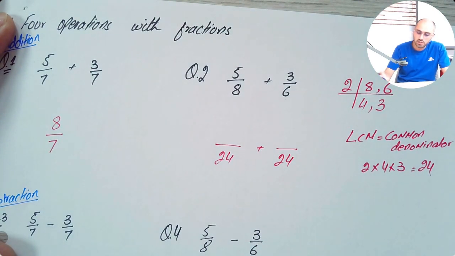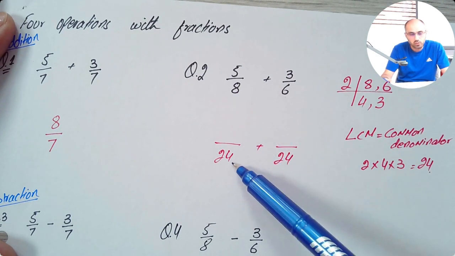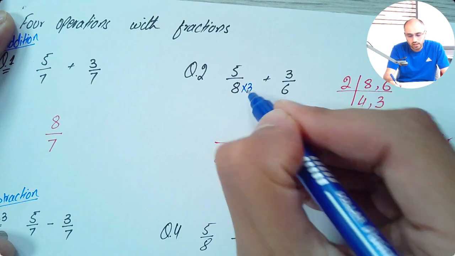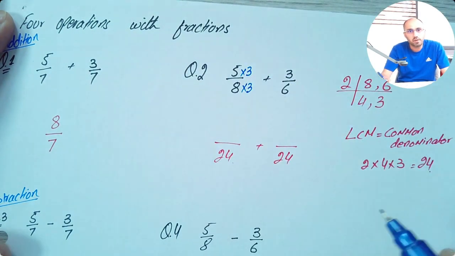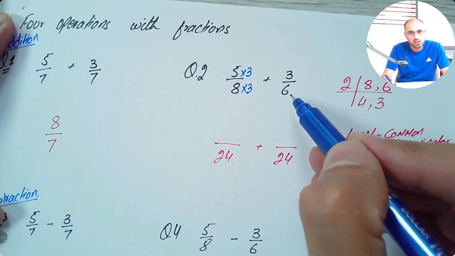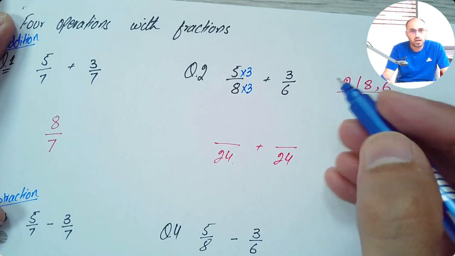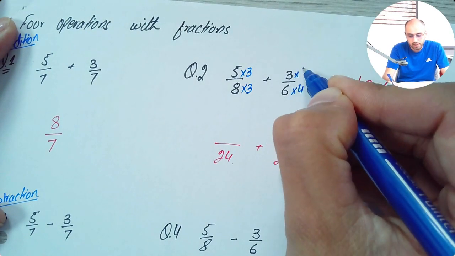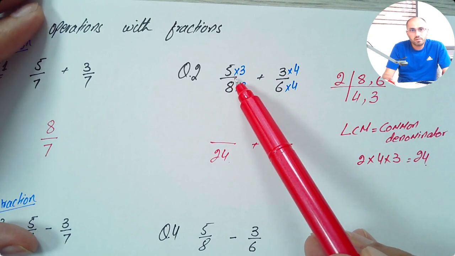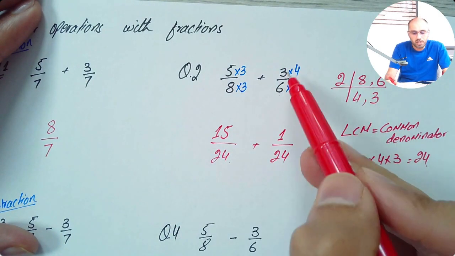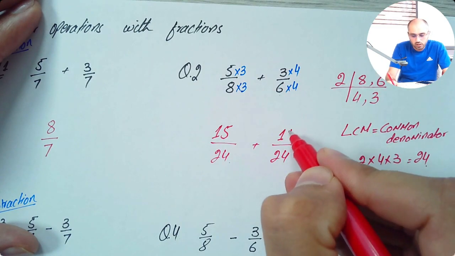Now I'm going to ask myself, what did I do to make this 8 into 24? I multiplied it by 3. I will multiply this numerator by 3 as well. I will ask myself the same question, what did I do to this 6 to change it into 24? I have multiplied it by 4. I will multiply this numerator by 4 as well. If I multiply 5 with 3, I'll end up with 15. When I multiply 3 with 4, I'll end up with 12.